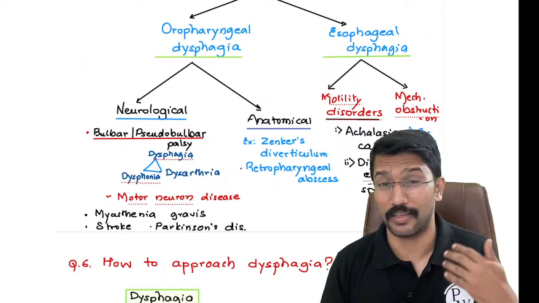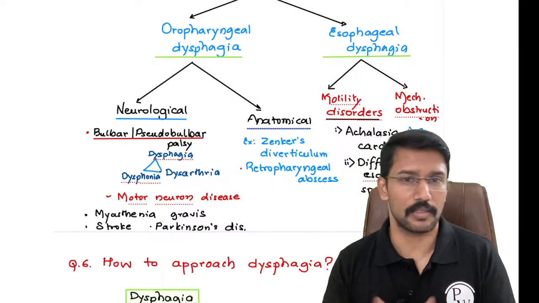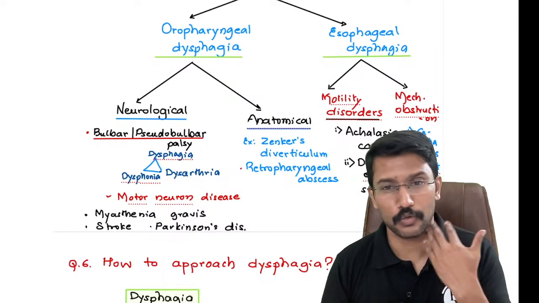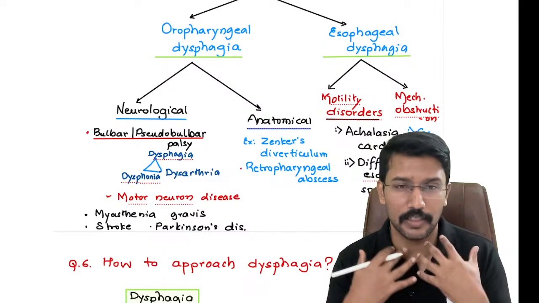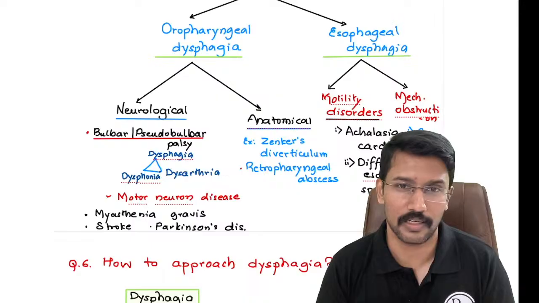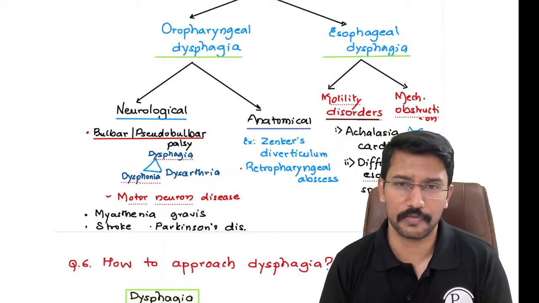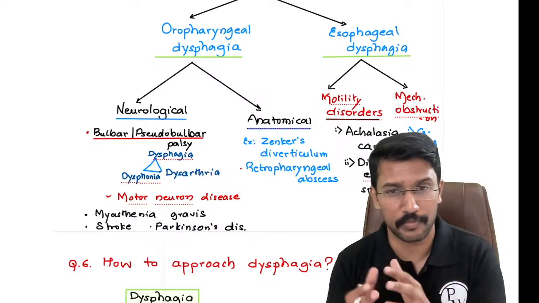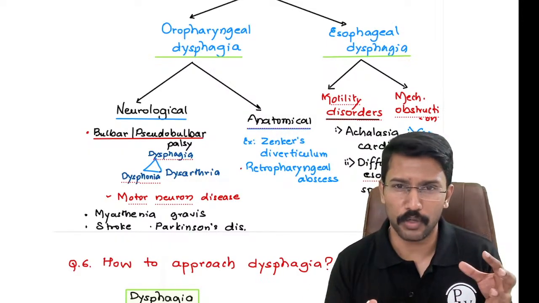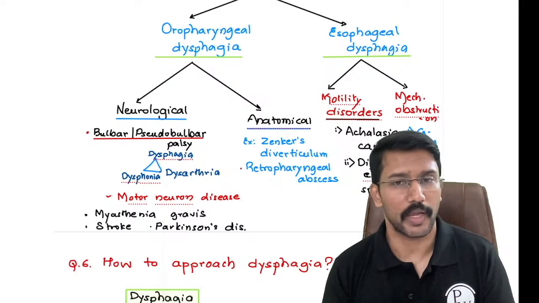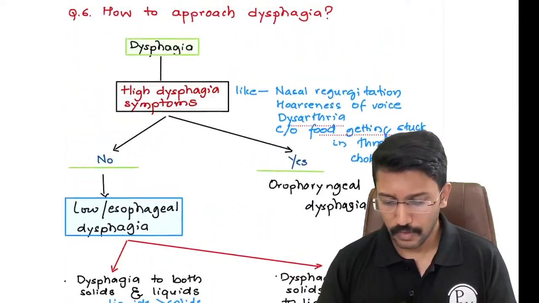When they are present, we call it bulbar palsy, which can happen in motor neuron diseases and various other disorders. Myasthenia gravis can also affect the functioning of the muscles, and even stroke or Parkinson disease can affect it. In all those cases, we can present with oropharyngeal dysphagia, right? And then anatomical causes for oropharyngeal dysphagia include Zenker's diverticulum or an abscess behind the pharynx. Esophageal dysphagia can be because of motility disorders or because of mechanical obstruction. Now, how do we further approach it?